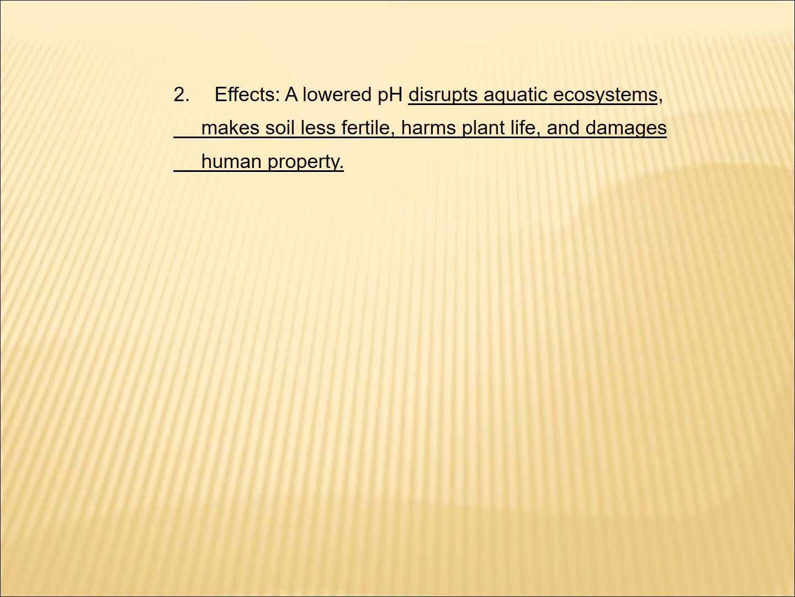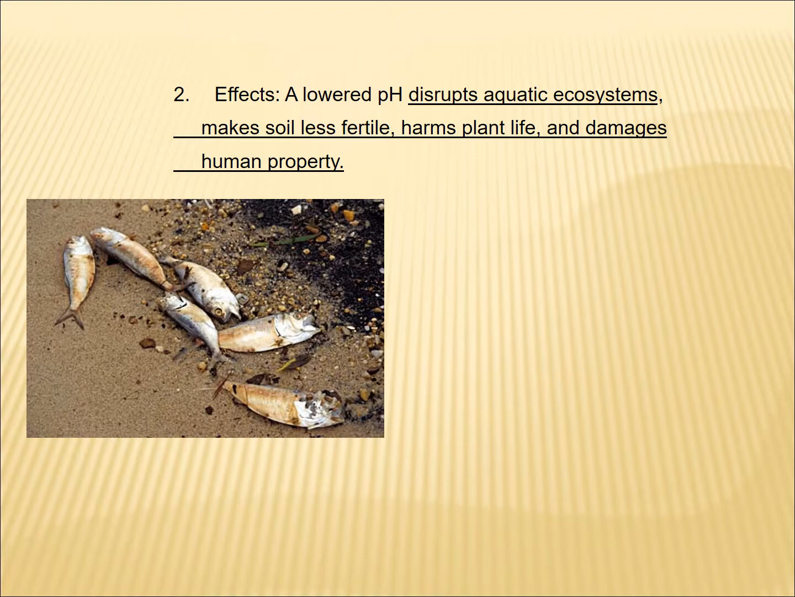All right, the effects. The lowered pH can disrupt aquatic ecosystems. It can make soil less fertile. It can harm plants, and it can damage human property. Look at all the dead fish.